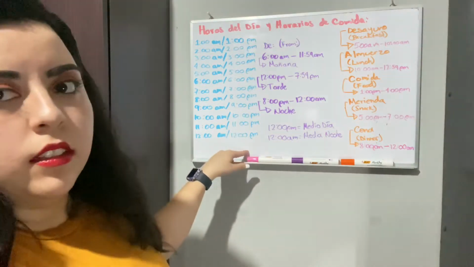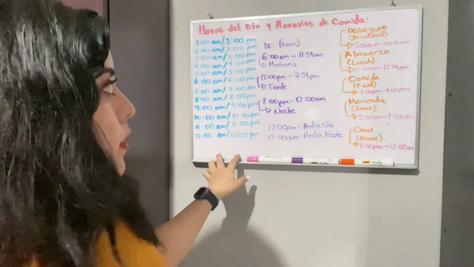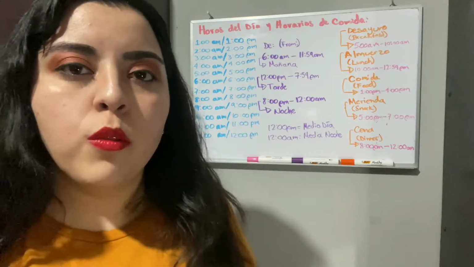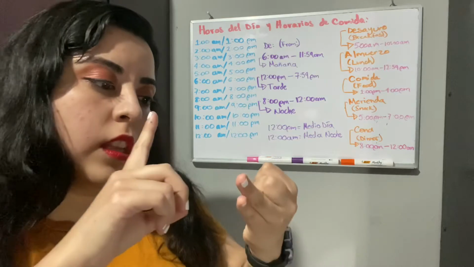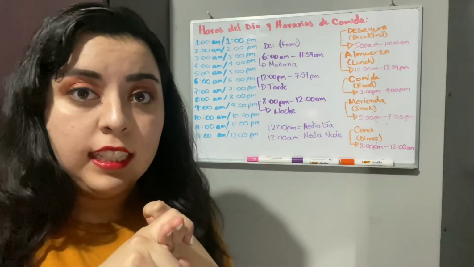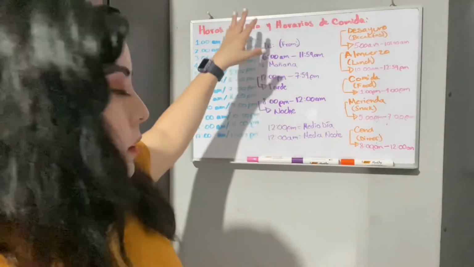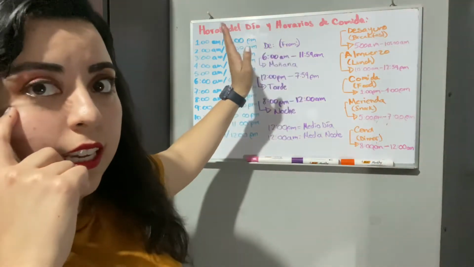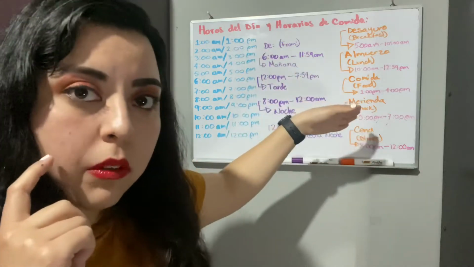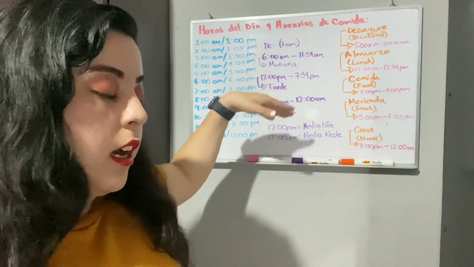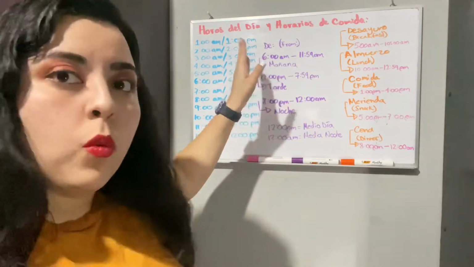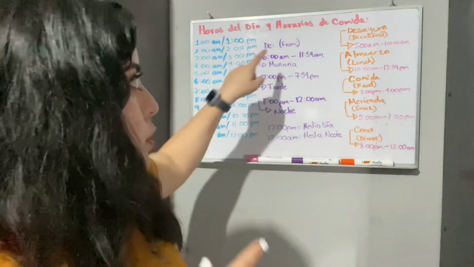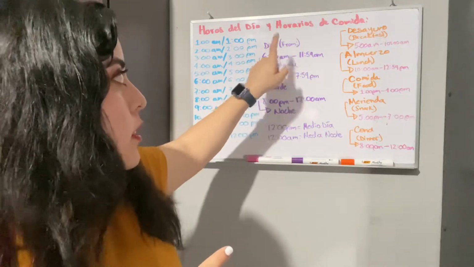I'll explain something important here too. How can you know if it's morning, if it's noon, or if it's night? Okay, I'll explain here. From this hour to this hour, we say de 4 a 5. It's an example. You start to associate these words.